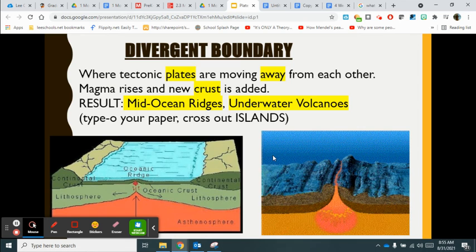Divergent boundary is where tectonic plates are moving away from each other. I just think about the movie Divergent, how they separated all those people into different groups. They divided them. The magma rises and new crust is added. Results in mid-ocean ridges and underwater volcanoes. Again, there's a typo on that worksheet where it says results blank islands, cross out the islands because the results are the mid-ocean ridges and underwater volcanoes.